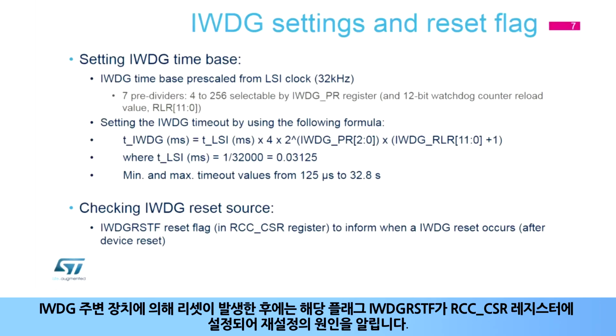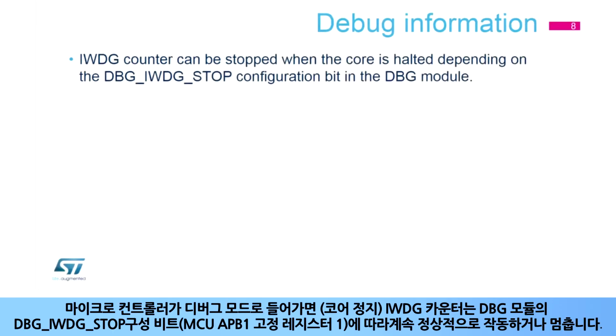Once a reset is generated by the IWDG peripheral, the corresponding flag, IWDG RSTF, is set in the RCC CSR register to inform the source of the reset. When the microcontroller enters debug mode, core halted, the IWDG counter either continues to work normally or stops, depending on the DBG IWDG stop configuration bit in the DBG module, MCU APB1 freeze register 1.